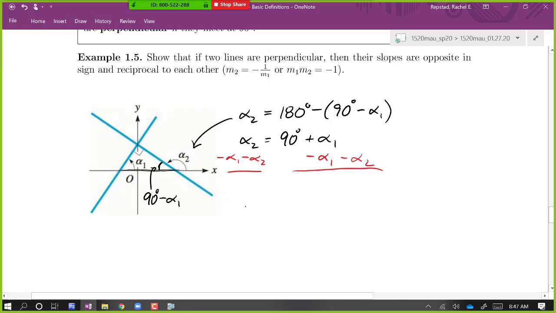So on the left side we have negative alpha 1. On the right side we have 90 minus alpha 2. These two angles are equal to each other. Negative alpha 1 is some angle, 90 minus alpha 2 is some angle, and they're equal. If two angles are equal, then when I take the tangent of those angles, they still have to be equal, because tangent is a function. So let's take tan of both sides.